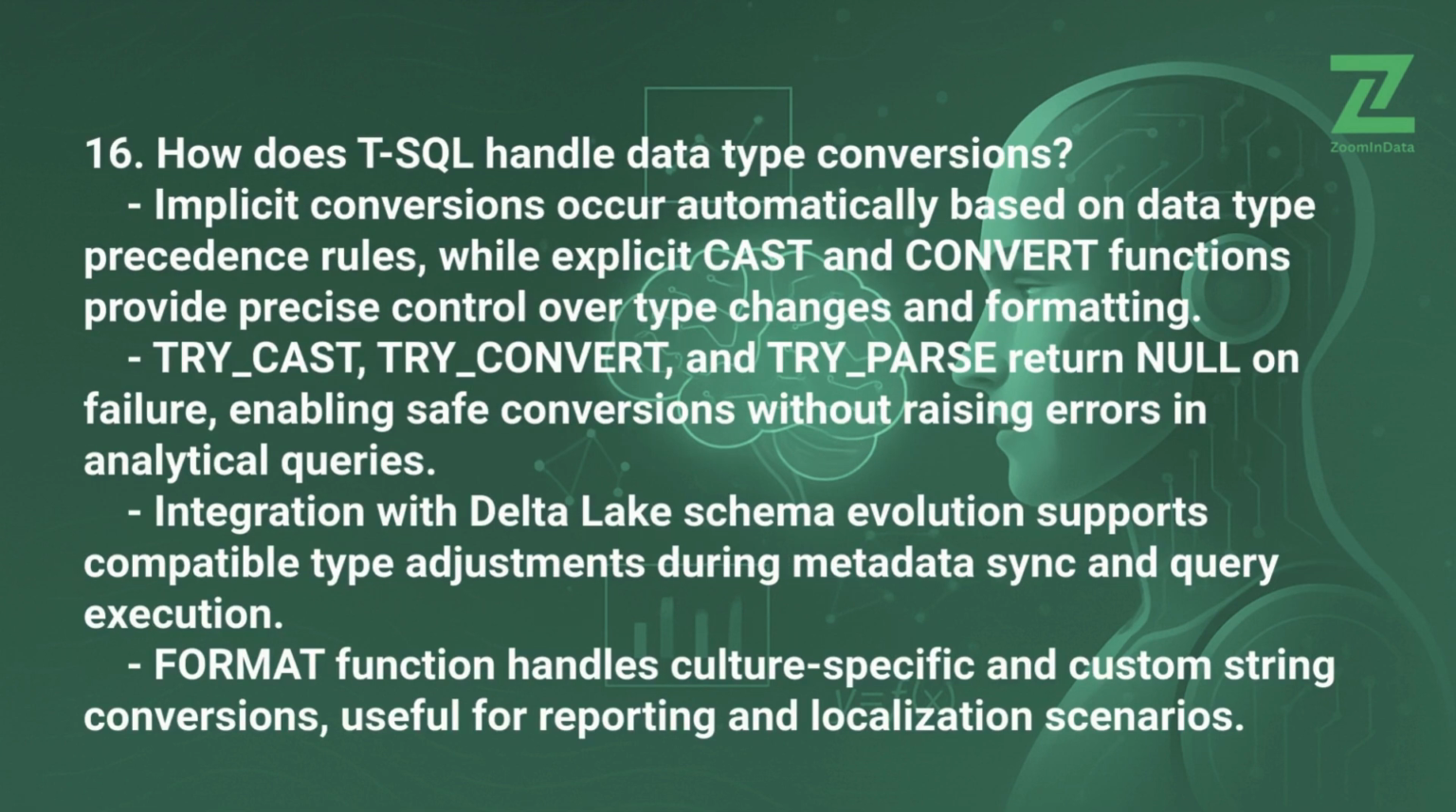16. How does TSQL handle data type conversions? Implicit conversions occur automatically based on data type precedence rules, while explicit CAST and CONVERT functions provide precise control over type changes and formatting. TRY_CAST, TRY_CONVERT, and TRY_PARSE return null on failure, enabling safe conversions without raising errors in analytical queries.